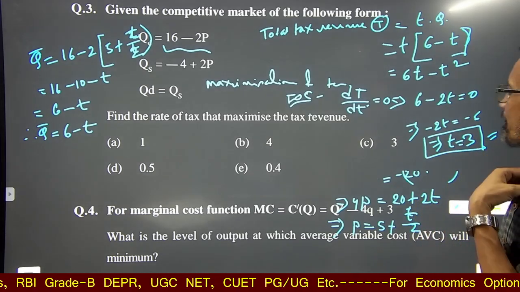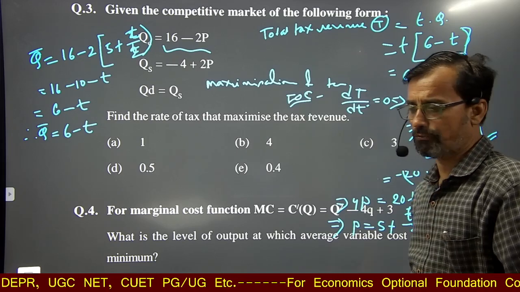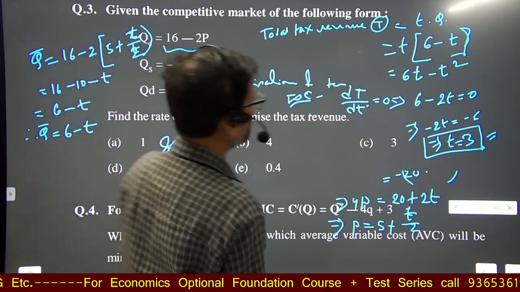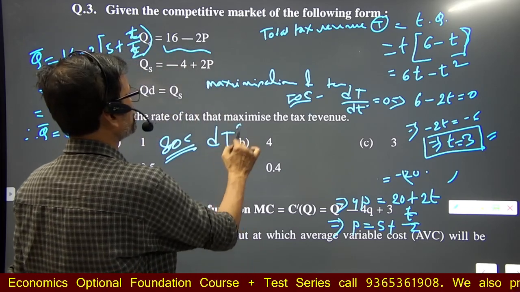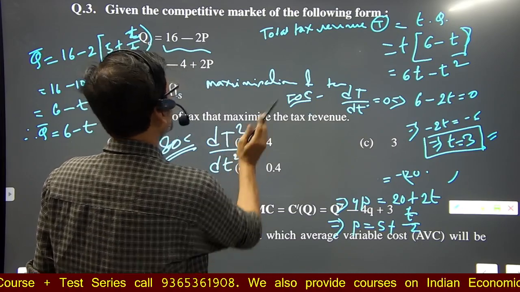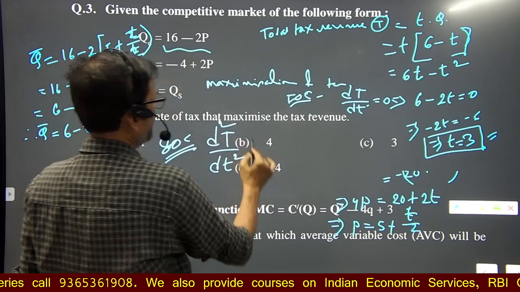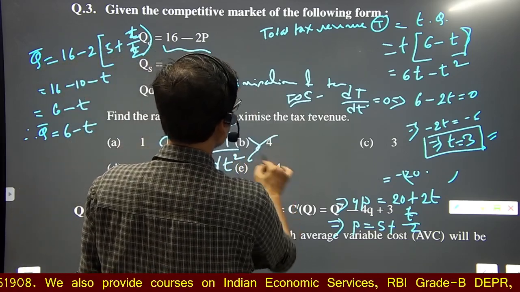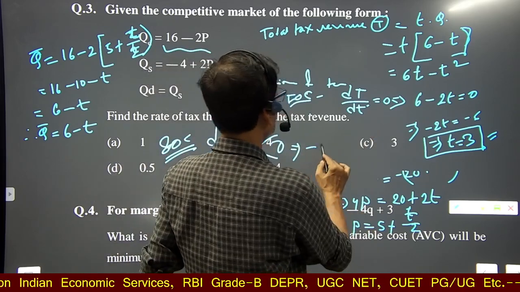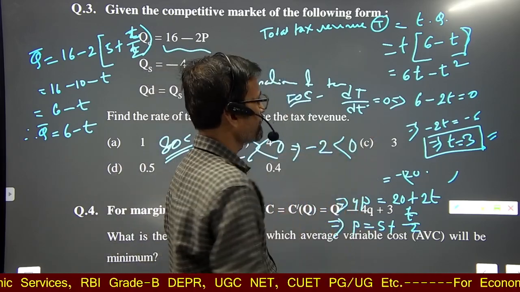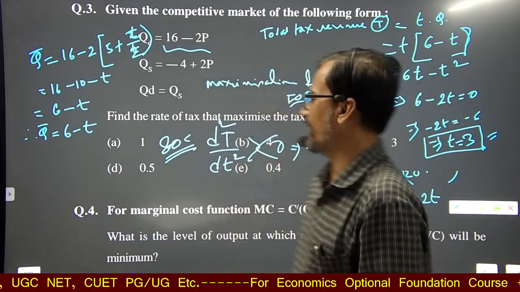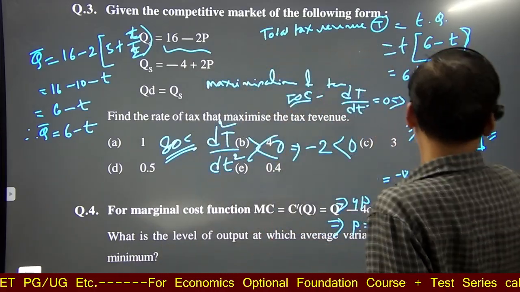here we are getting 3, but in order to check whether it is true or false, we need to show the second order condition. So second order condition, d square R by dt square, it should be less than 0. So that would result in minus 2, which is less than 0. So the rate of tax 3 will maximize the tax revenue. This one, correct answer 3.